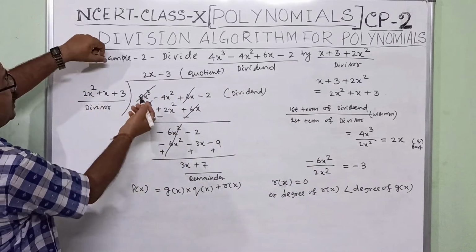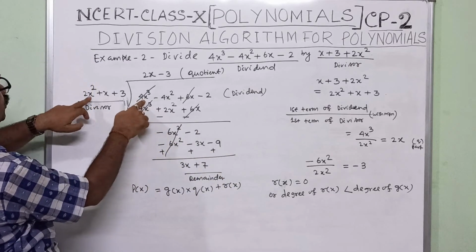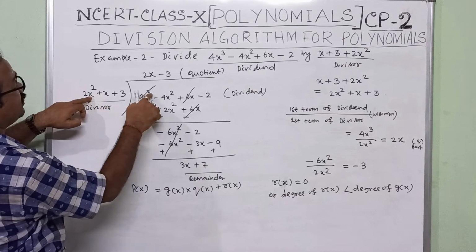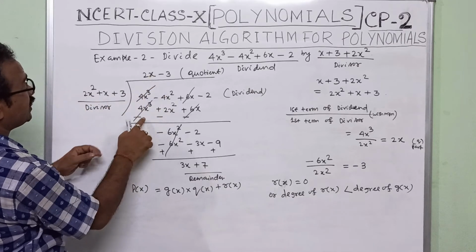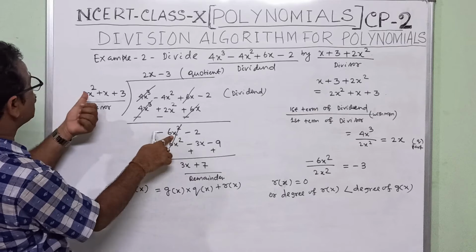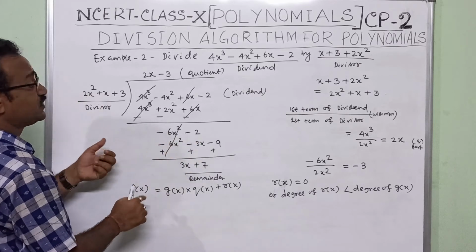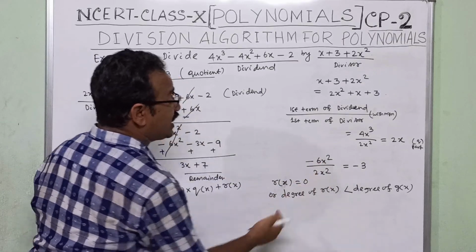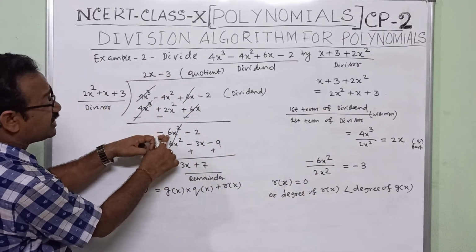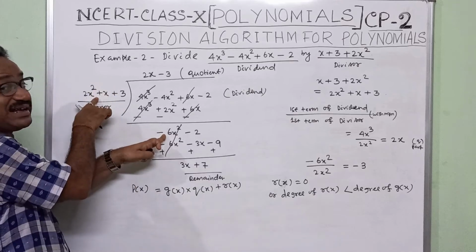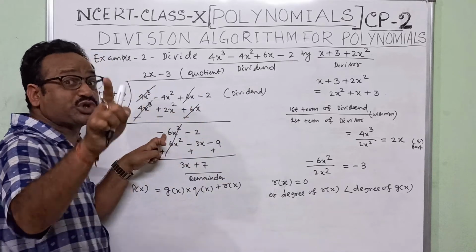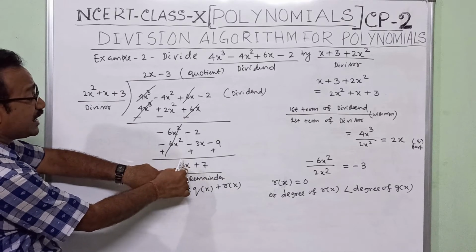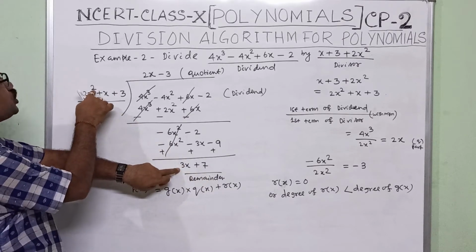See, when we divided, here 4x cube, here 2x square, degree first 3, 2, then we got 2x. Now we are getting 6x square, here 2x square, so the same degree. Then we divide 6x square by 2x square. If it is less, the degree of the remainder will be less than the degree of the divisor. There we have to stop. Here 3x plus 7, the degree of the variable is 1. Here the degree of the variable is 2 in the divisor.